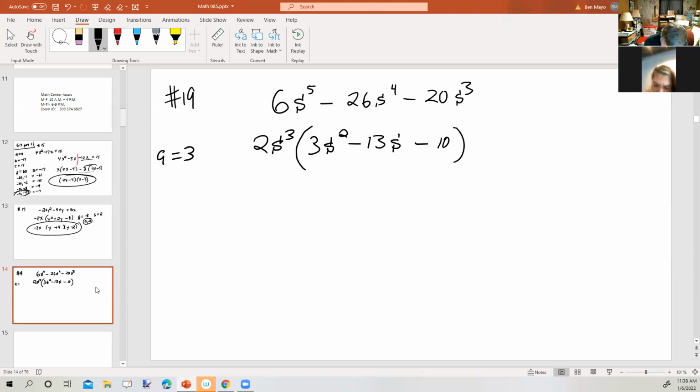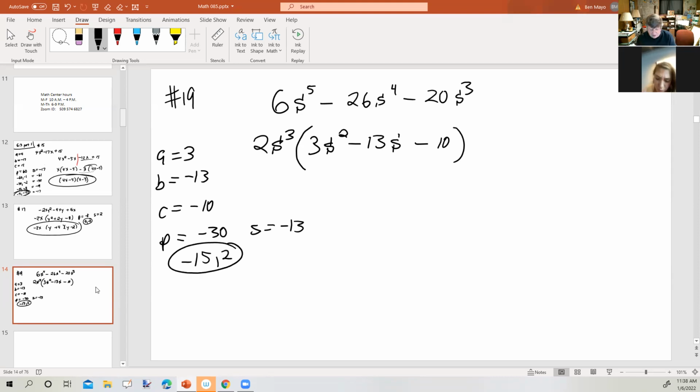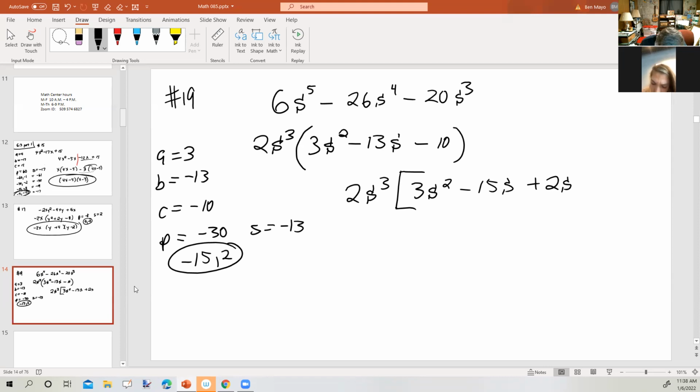So now we have a trinomial that has a leading coefficient other than a 1. So A is 3, B is -13, and C is -10. The product is -30. The sum is -13. How about -15 and 2? -15 times 2 is -30. -15 plus 2 is -13. So I've got 2s cubed, 3s squared minus 15s plus 2s minus 10.